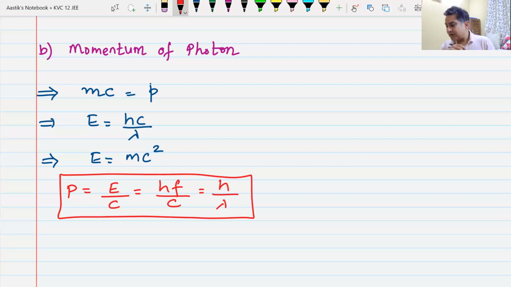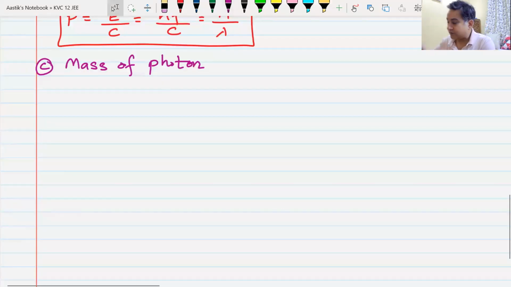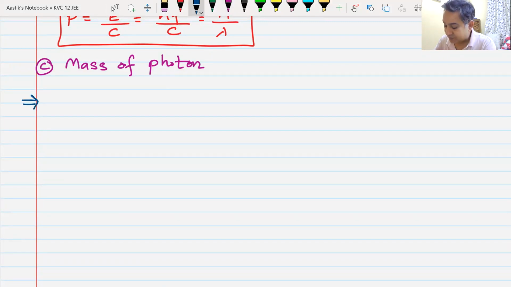But why do we not talk about the mass of the photon? You hardly see any question where you talk about the mass of the photon. Have you noted this down, momentum of the photon? Now, why don't we talk about the mass of the photon? Because the first thing that you have to remember is rest mass. Rest mass of photon is 0.